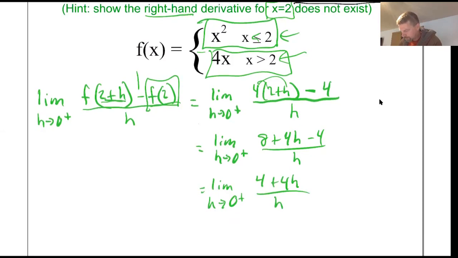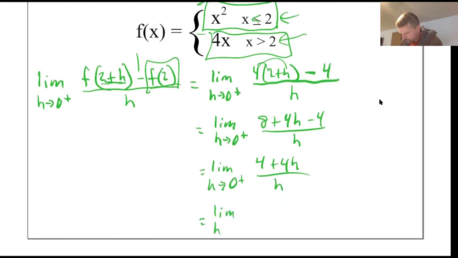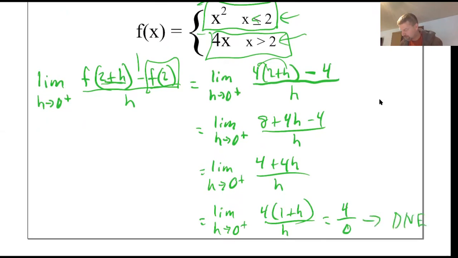That'll be the limit as h approaches 0 from the right of 4 times (1 plus h) all over h, but nothing's canceling out. Nothing nice is happening. If I tried plugging a 0 in, I'm going to get 4 times 1, so 4 over 0, which is undefined. And nothing cancels out. So this limit actually does not exist.